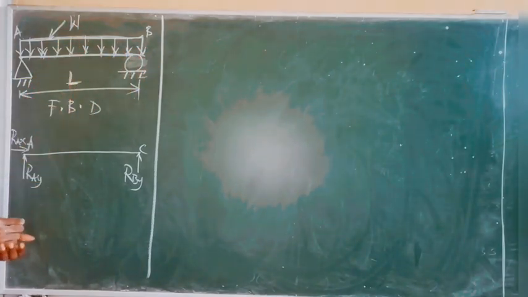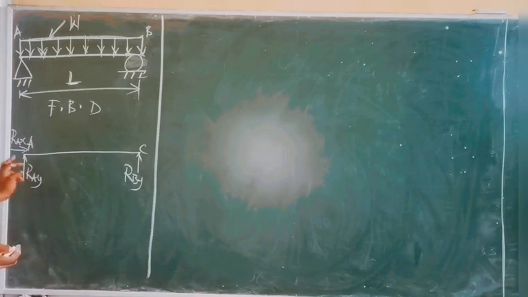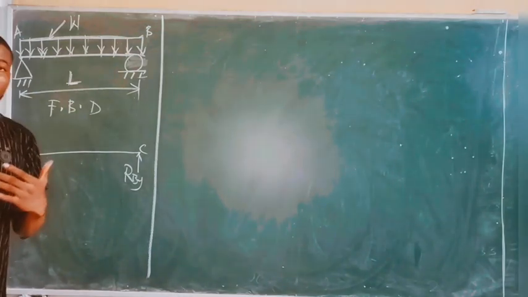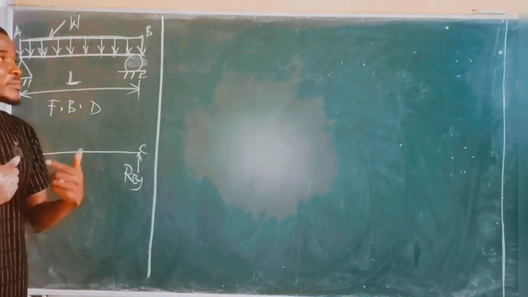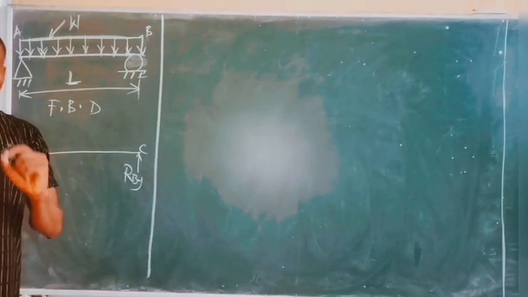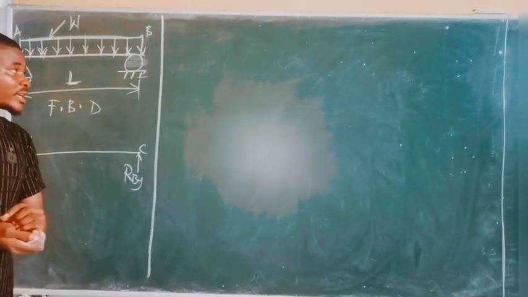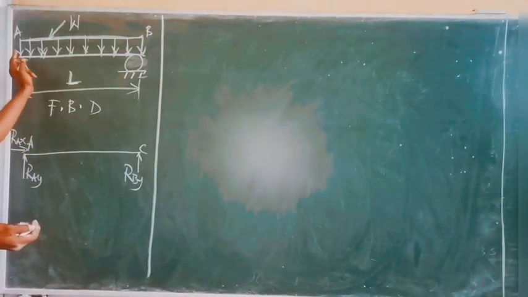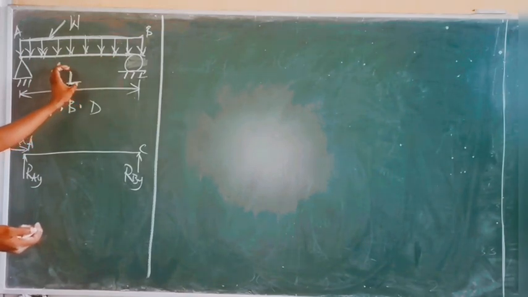Now, between A and B, there is a uniformly distributed load whose intensity is given as W. In order for us to be able to determine these reactions, RAY, RAX, and RBY, we have to convert the UDL to a point load. To convert a UDL to a point load, simply multiply the intensity of the UDL by the length covered by the UDL. In this case, the length of the UDL is given as L. That's the entire length from point A to point B.